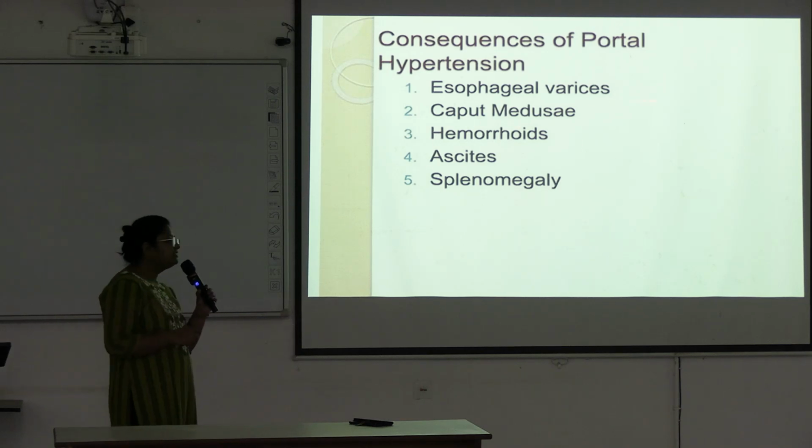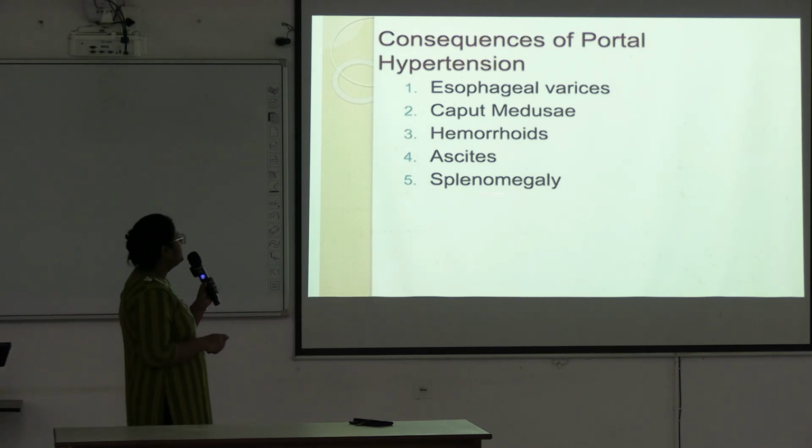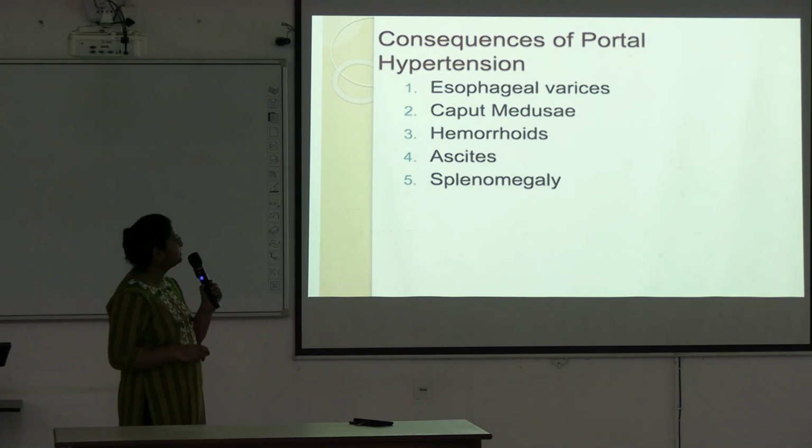Next is ascites. Ascites can also occur, and splenomegaly occurs. These two are symptoms of portal hypertension. Next.